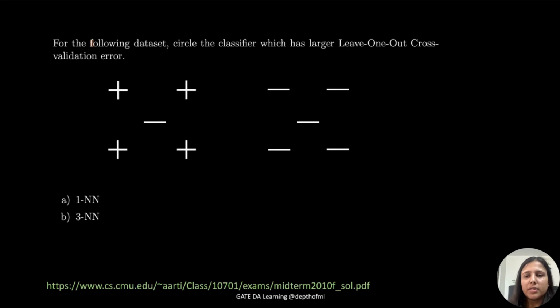So this is similar to what we did previously, and it should be very simple for you to solve. Okay, so let's start. For the following data set, circle the classifier which has larger leave one out cross validation error. So it's saying that out of these two, this is one nearest neighbor, 1NN, and this is 3 nearest neighbor.